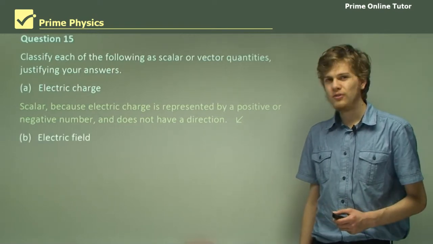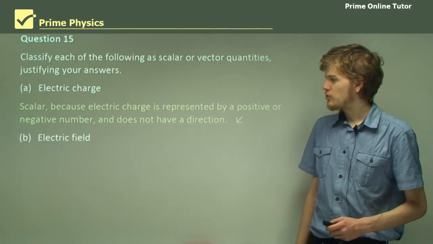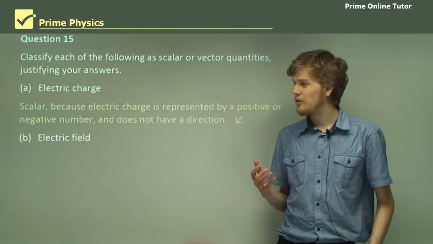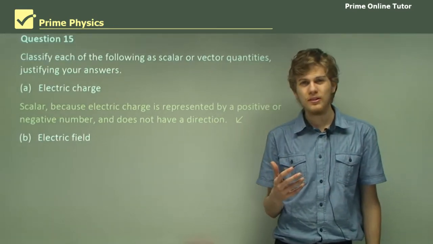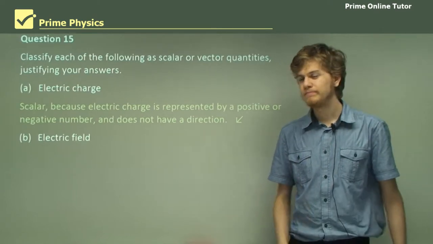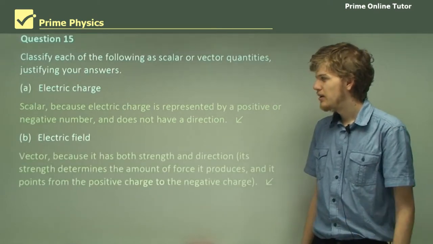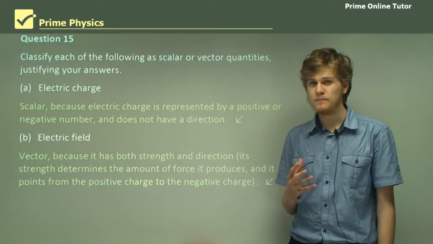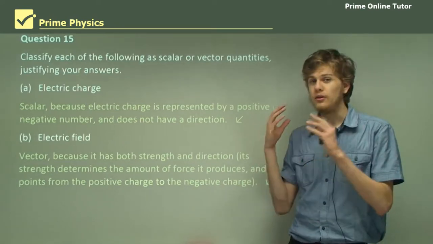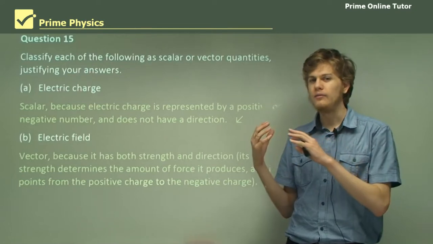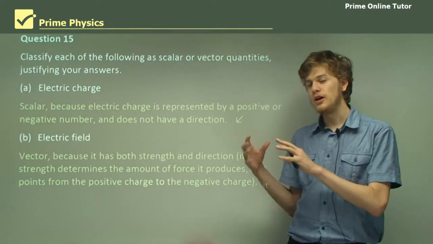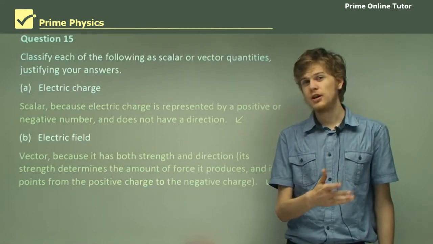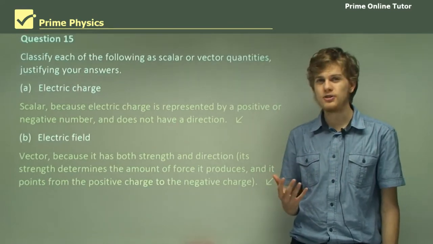What about electric field? Can this be represented just by a positive or negative number? No, in a diagram we have to draw it with arrows. That means it must be a vector. So an electric field is a vector because it has both strength and a direction. It'll always point in the direction that a positively charged particle will move, which means it points towards negatively charged particles and away from positively charged particles.